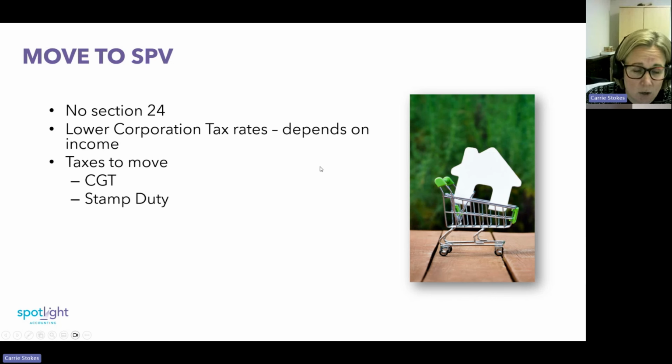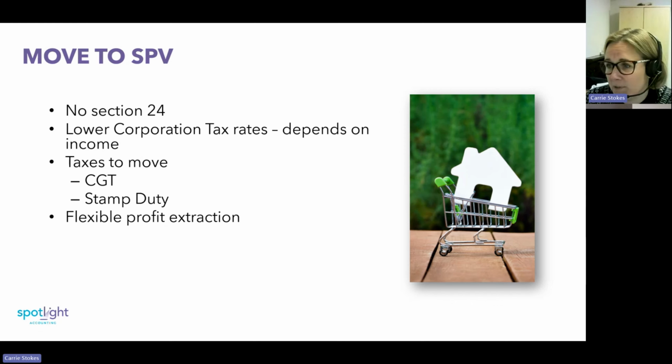There are tax costs to move, that being capital gains tax and stamp duty. Because in most cases the SPV is a connected company, you cannot gift the properties into the company without paying these taxes. They have to be assessed at market value. An SPV gives flexible profit extraction. You only personally pay tax on the money that you take out of the SPV. So if you're looking to build a property portfolio, you can leave the profits in the company and then use that to build up for acquisition.